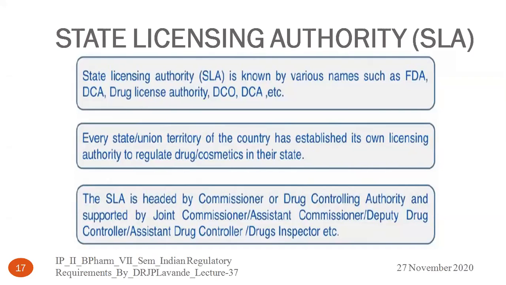At the state licensing authority, at the top there is a commissioner, followed by joint commissioner, followed by assistant commissioner, followed by deputy drug controller, followed by assistant drug controller, and there is a drug inspector.